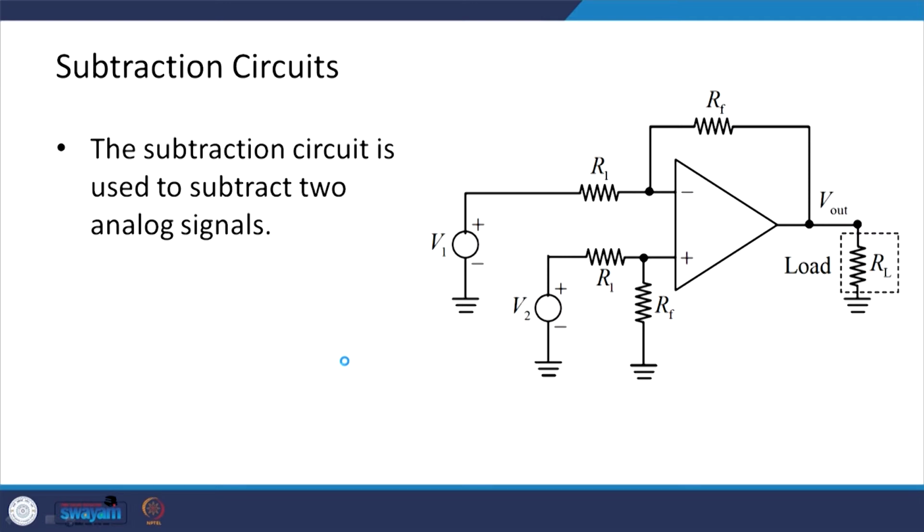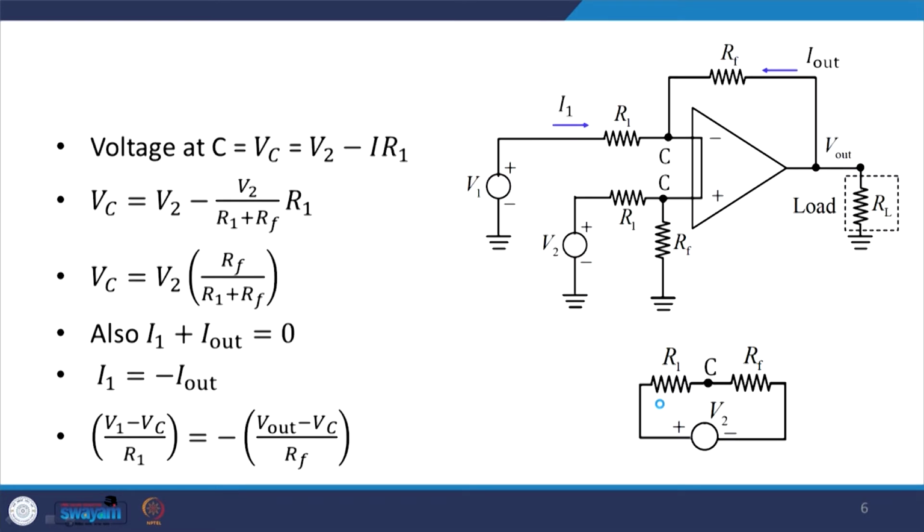Now, let us look at the use of the op-amp for the subtraction of two signals. For this, in the previous circuit we make some modification. At the non-inverting terminal I supply another signal V2, and there is another resistance of the value RF being used. In this configuration I can use it for subtracting, that is, I will be getting V1 minus V2. Let us see how this is done.